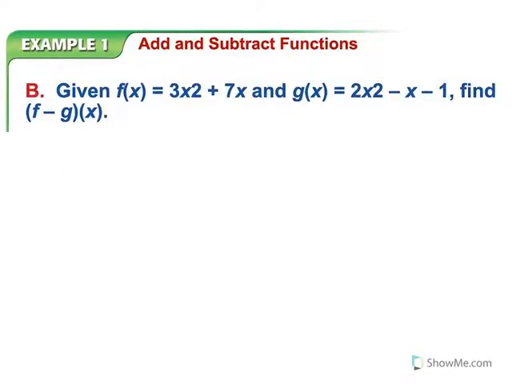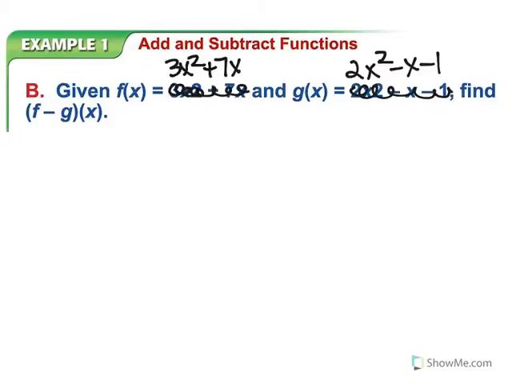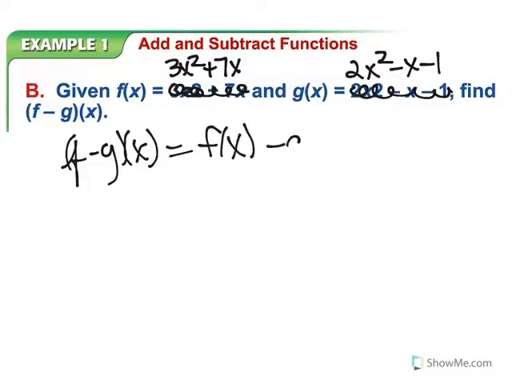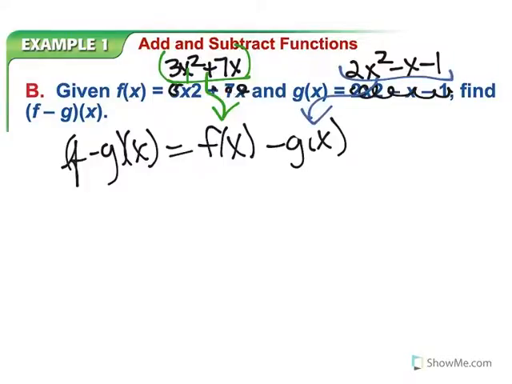Example 1b, it says given f of x is 3x squared plus 7x, and g of x is 2x squared minus x minus 1, we're now going to find f minus g of x. And according to our rules, f minus g of x, we can actually separate those. That means f of x minus g of x. So what we're going to do is replace f of x with 3x squared plus 7x, and then we're going to replace g of x with 2x squared minus x minus 1.